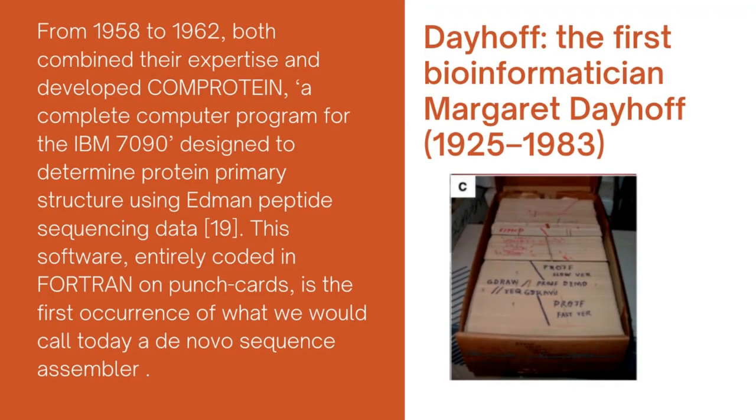From 1958 to 1962, both combined their expertise and developed COMPROTEIN, a complete computer program for the IBM 7090, designed to determine protein primary structure using Edman peptide sequencing data. This software, entirely coded in Fortran on punch cards, is the first occurrence of what we would call today a de novo sequence assembler.